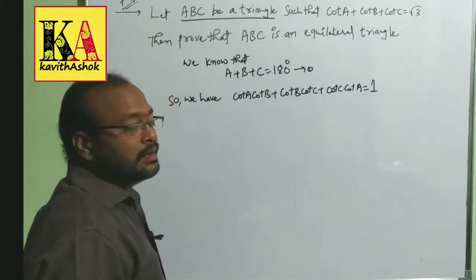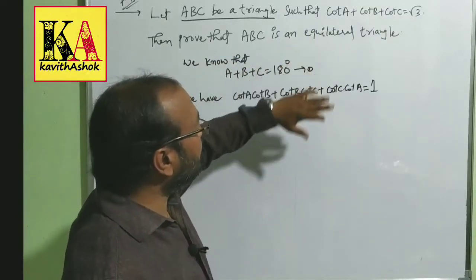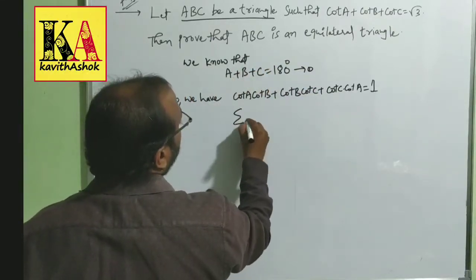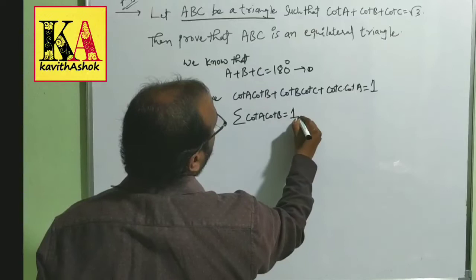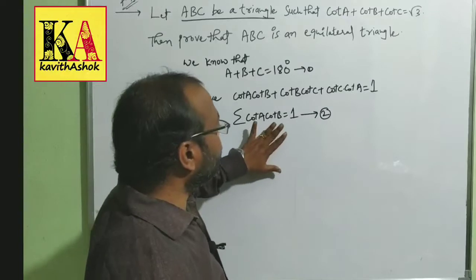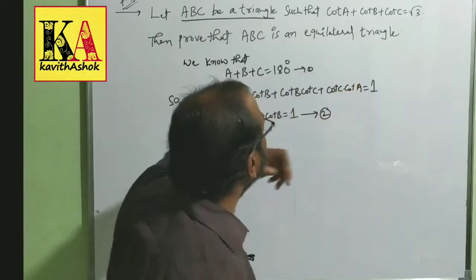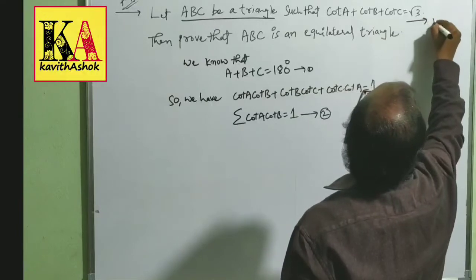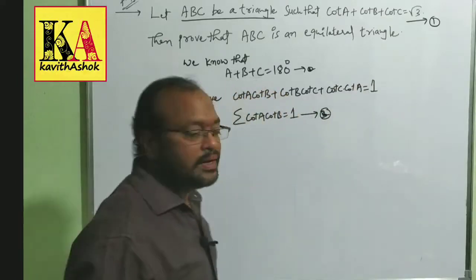So whenever A plus B plus C is equal to 180 degrees, then in terms of cot we proved this form in the previous problem. So this is nothing but sigma cot A cot B is equal to 1. Take this as equation number 2. Whenever necessary we will utilize that while solving the problem. Now look at here, cot A plus cot B plus cot C is given. Take this as equation number 1, and this will be 2 here and this will be 3. Whenever necessary we will use that also.